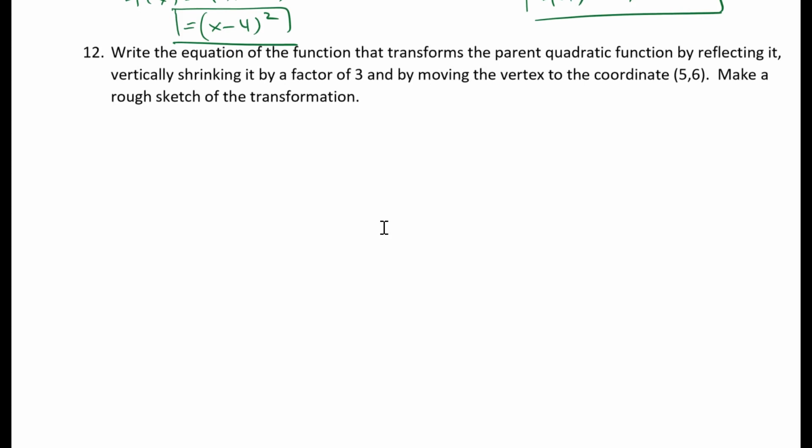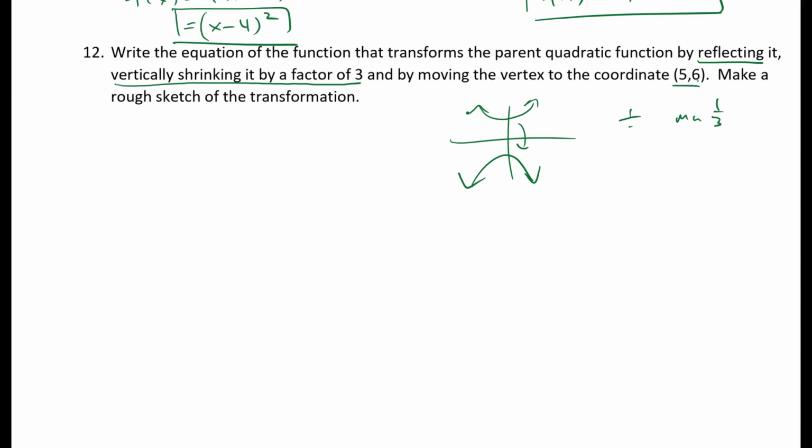Number 12, write the equation of the function that transforms the parent function by reflecting it. So it's going to do something like this: frown into a smile, or smile to a frown. Vertically shrinking it by a factor of 3. So shrink means divide by 3, or multiply by 1/3. That's how we shrink something. We multiply it by something less than 1, and moving the vertex to the coordinate (5, 6).